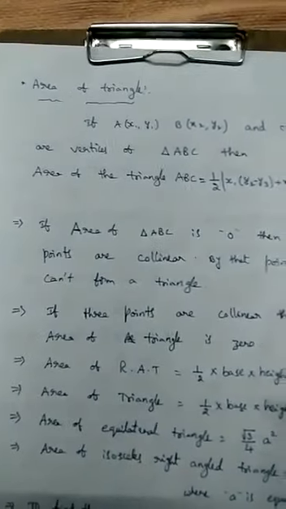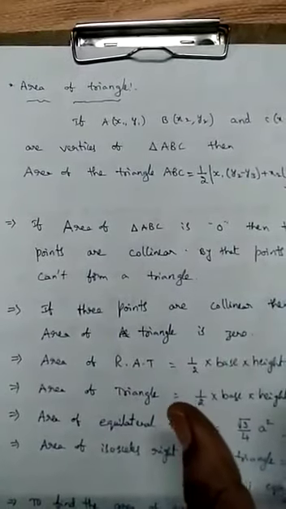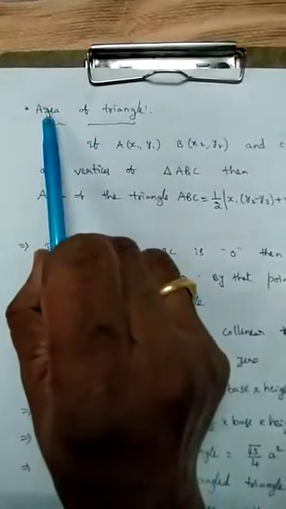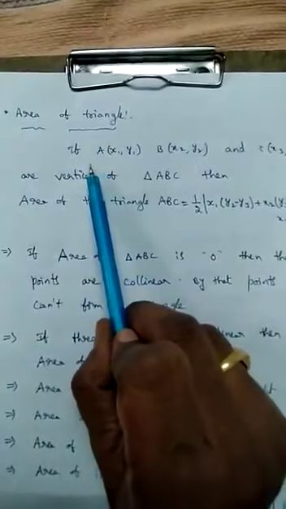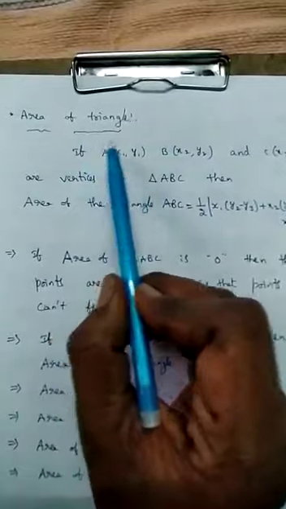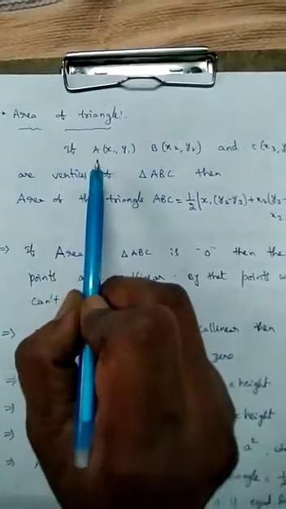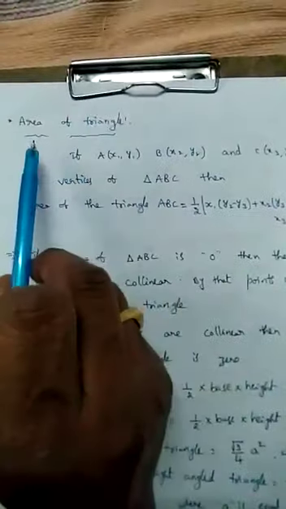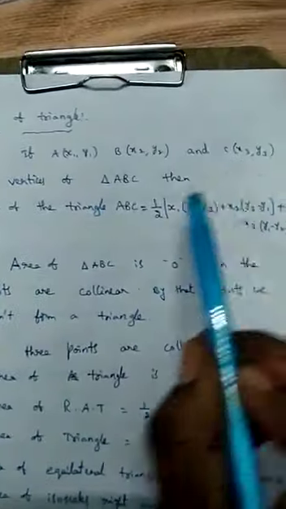Next topic. So distance formula is completed and section formula is also completed. Now coming to the next topic, area of triangle. We already know that every triangle has 3 vertices. So in this triangle, 3 vertices are known, then automatically we can apply the area of triangle. We can find the area of the triangle by applying this formula.